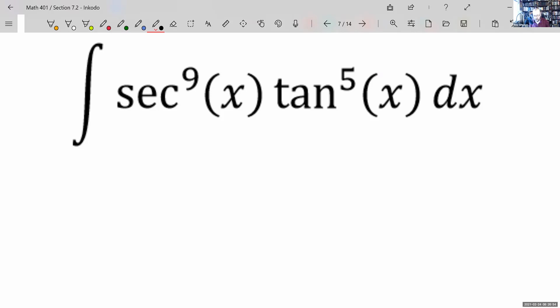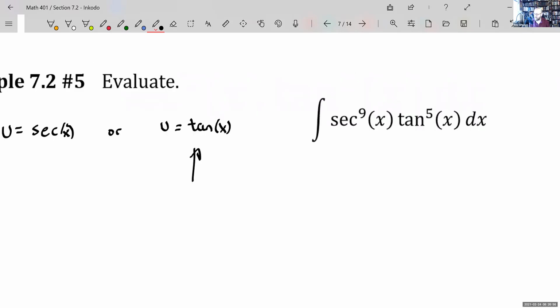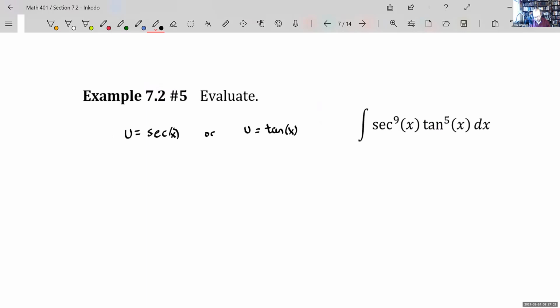You could technically convert everything to sines and cosines. Absolutely. That'll be a little bit of a long haul, though. So I'm not going to do that here. But I'm going to just tell you that in this case, du would steal away secant squared of x dx. And this implies we're left with an odd power on secant. And that's no good. I don't want to do that.